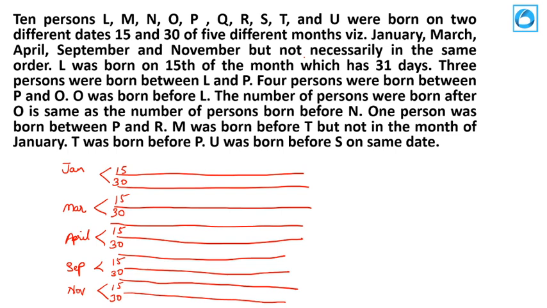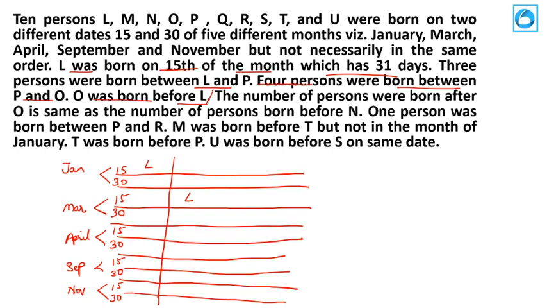Now let's have a look. So this is given. L was born on 15th of a month which has 31 days. So L can be here on January 15 or L can be here on March 15. These are the two cases here, right? So let's take another hint here. Then we have 3 persons born between L and P and 4 persons born between P and O, and O was born before L, right?